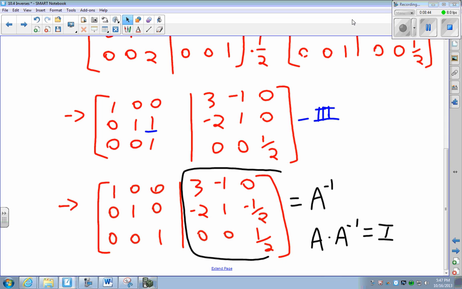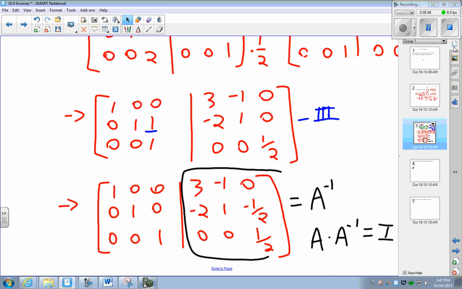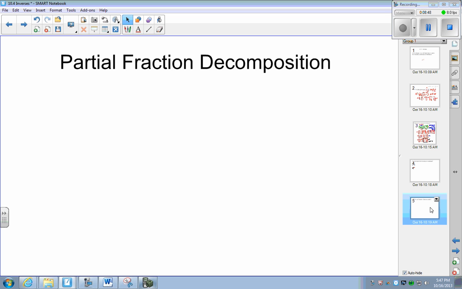Okay, so those are the 3 ways to solve for an inverse of some n by n matrix.